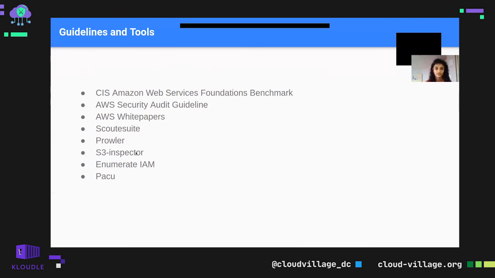S3 Inspector to analyze what kind of permissions a bucket has, right? Like you got the credential and you don't want to go manually, you can just use this tool and see what kind of permission you have, like whether it's publicly accessible or any authenticated user can perform any action, right? So it will give you information around it. Enumerate IAM, you can enumerate what kind of access a particular user has. And Pacu for penetration testing purposes. It's a penetration testing tool.